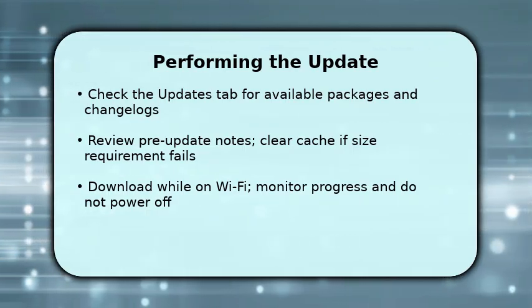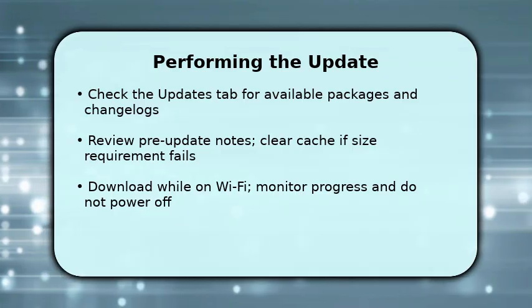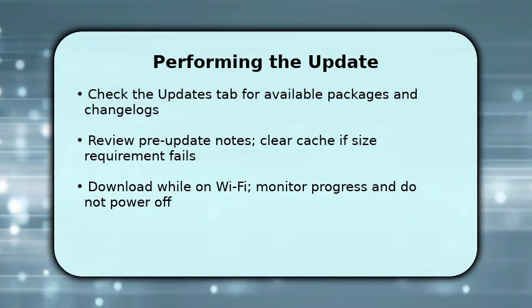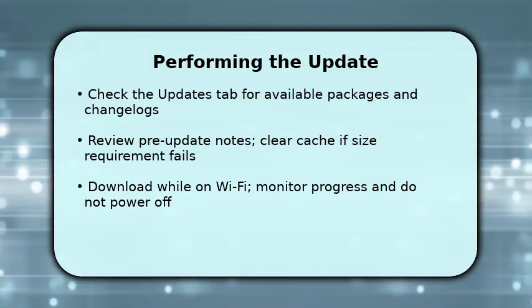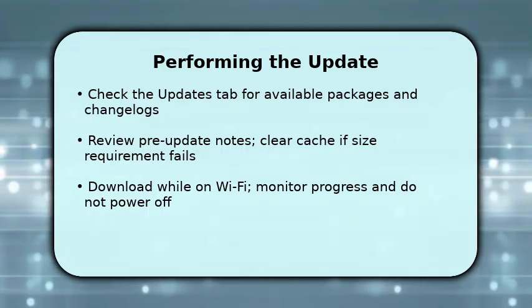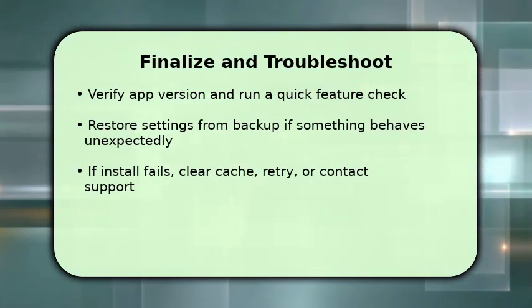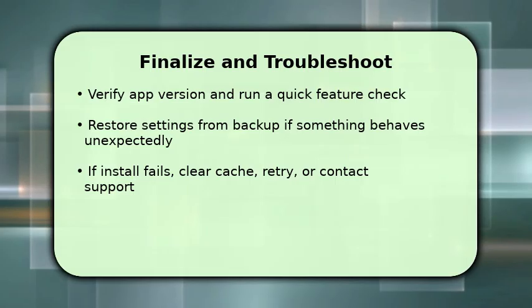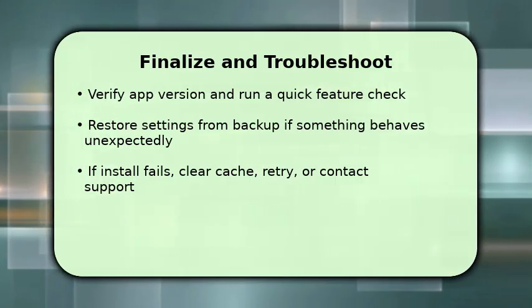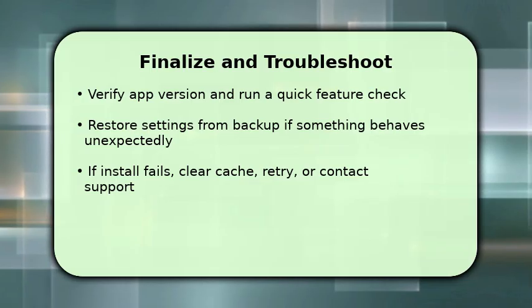Sometimes apps require a restart or permission adjustments. Monitor the progress bar and avoid interrupting power. A smooth install reduces risk of corrupt installs, and finish by confirming the update. Check the About screen for the new version and quickly test core features to confirm functionality. Once satisfied, enable auto updates and set backup frequency so future patches are painless.